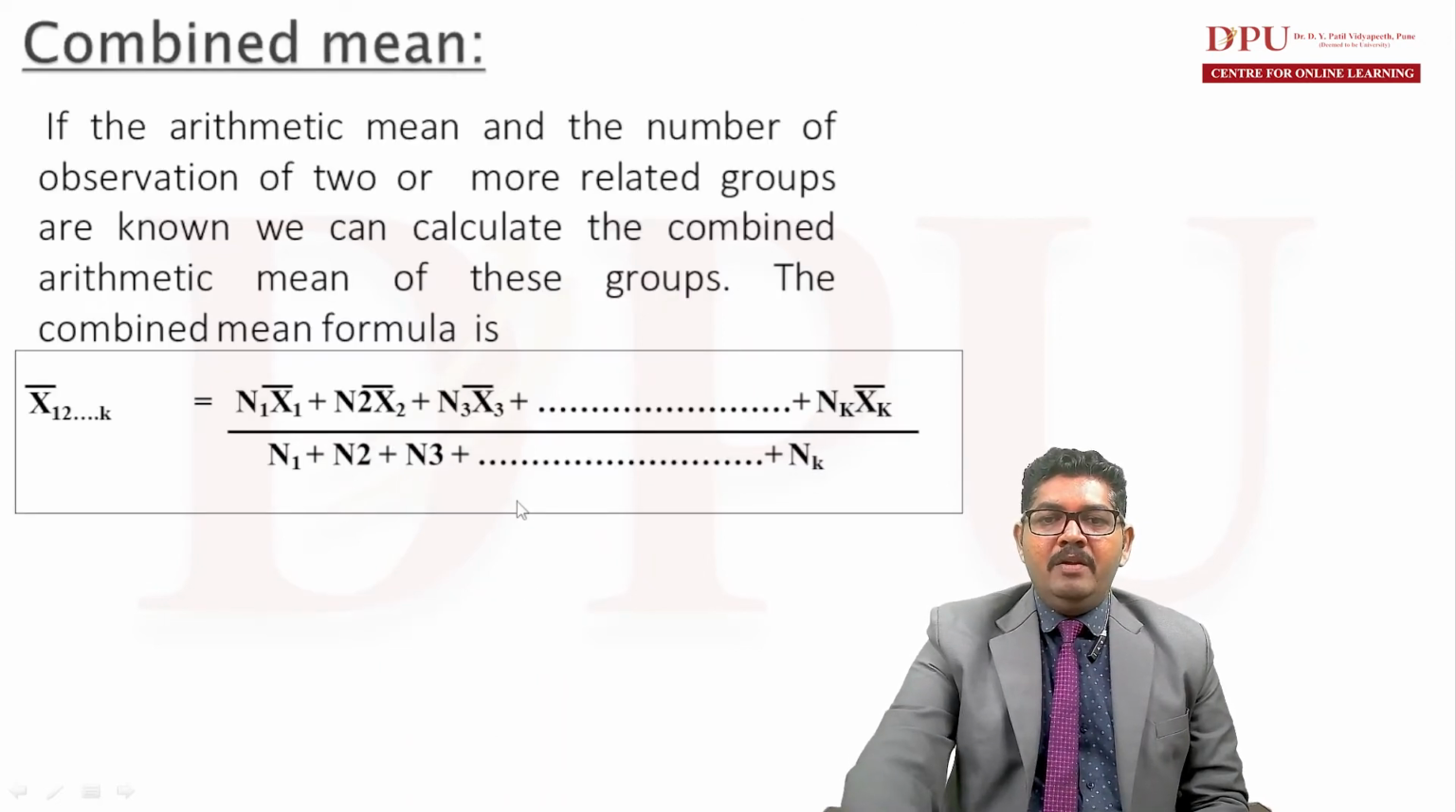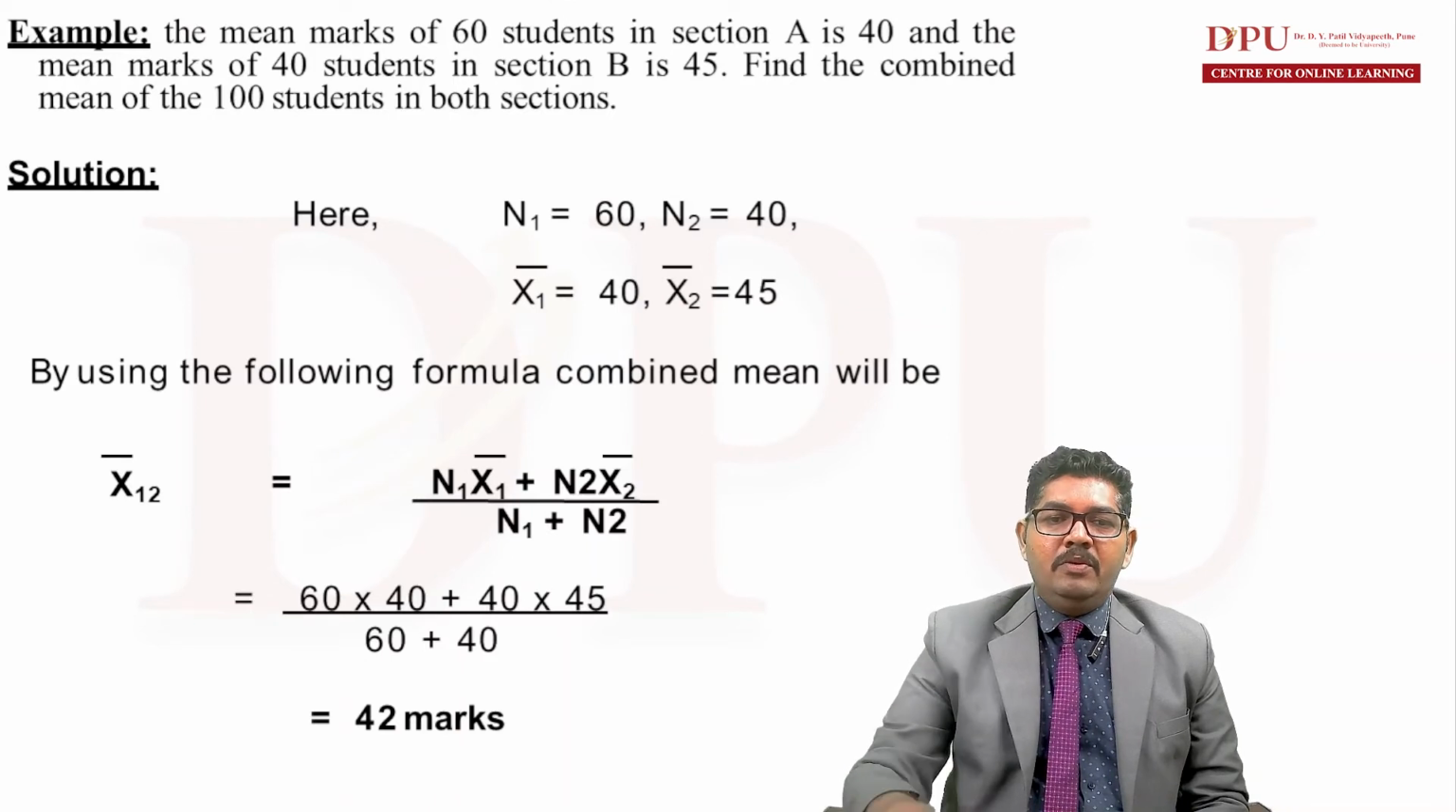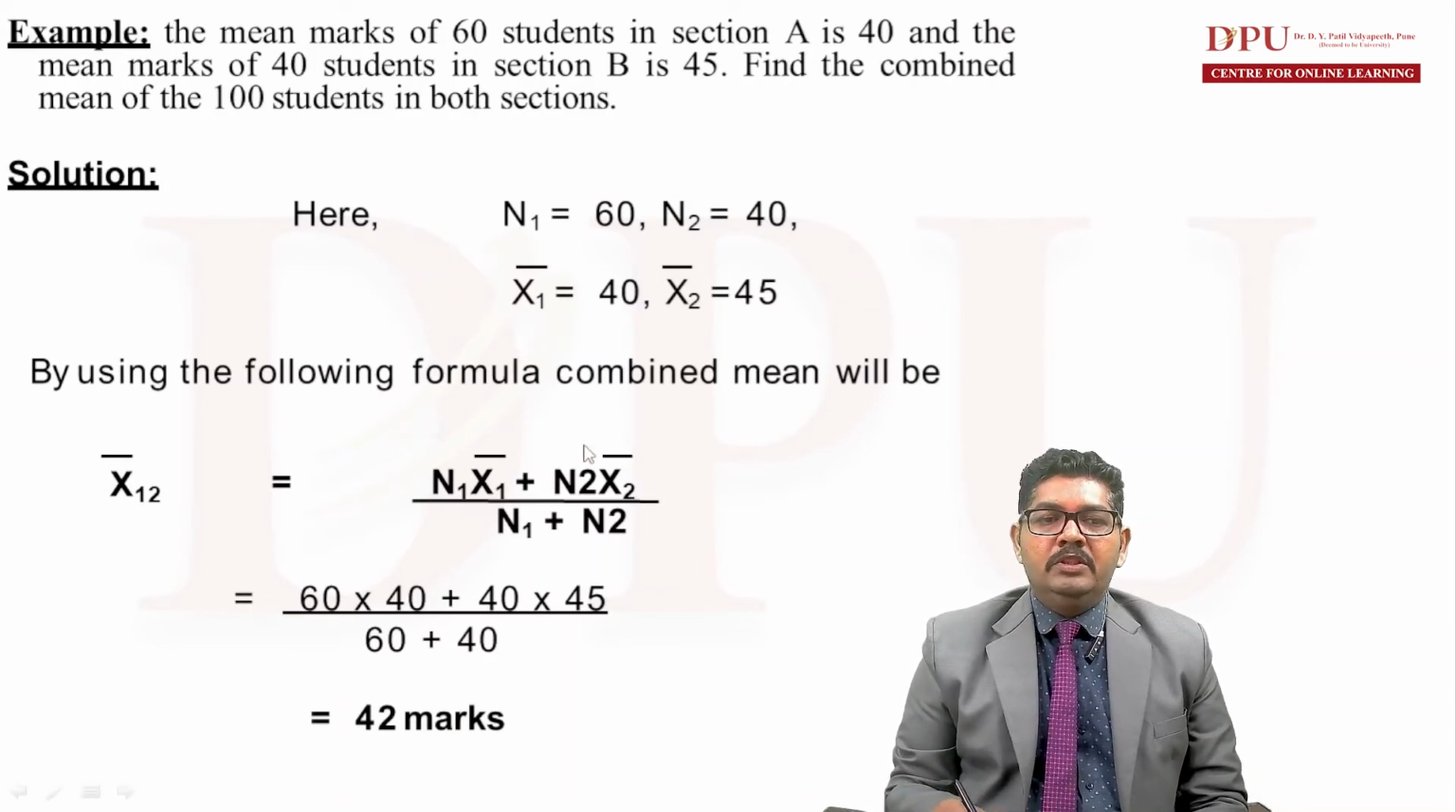This is for n observations, and this particular formula is for only 2 observations. So x bar 1 2 is the combined mean of section 1 and section 2, where x1 bar is the mean of section 1. In section 1 there are 60 students, and in section 2 there are 40 students. So x1 bar is the mean of section 1 students, and x2 bar is the mean marks of the section B students.